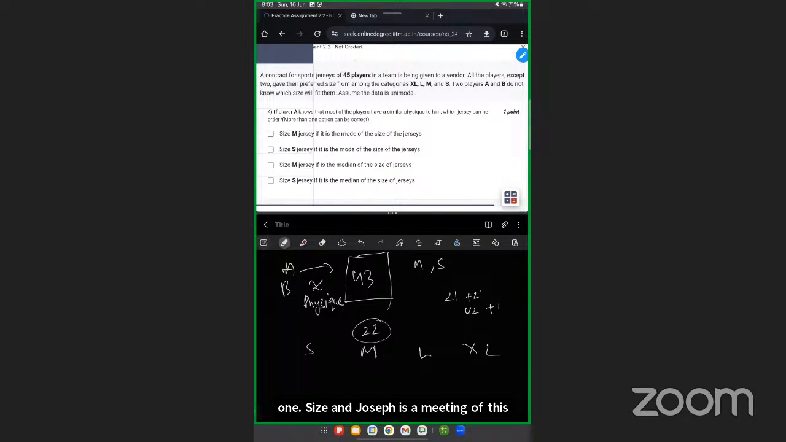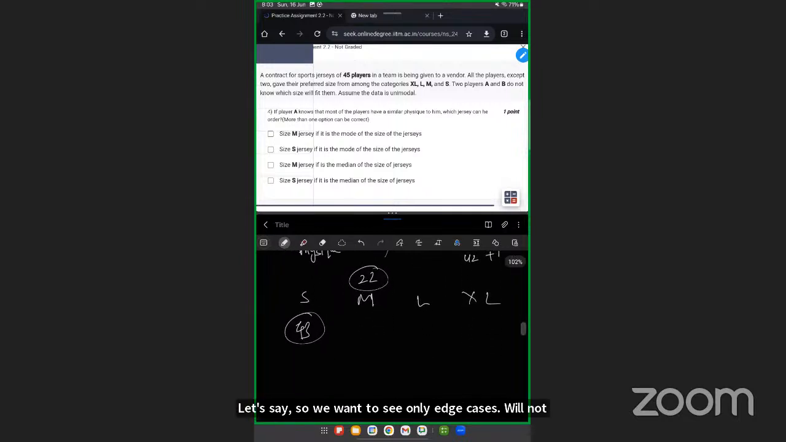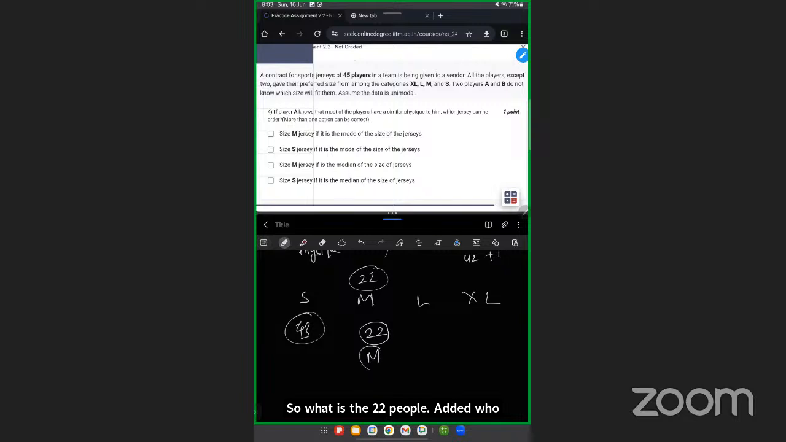So what we actually want to do is, let's say 43 guys are there. What are the edge cases? We want to see only edge cases. We'll not see normal cases because those are always going to be true, right? So what is the edge case? Let's say 22 people have ordered M size. Then let's say we start from S, let's say 10 are S, then 22 are M. Then how many remaining? 42, no, sorry, 32. So 10 are there.